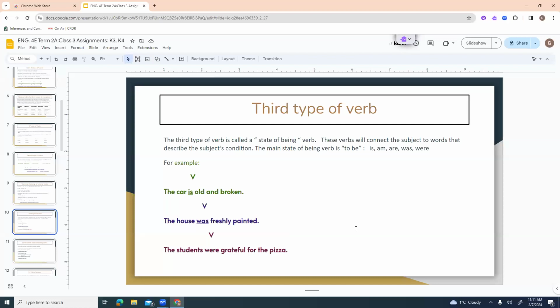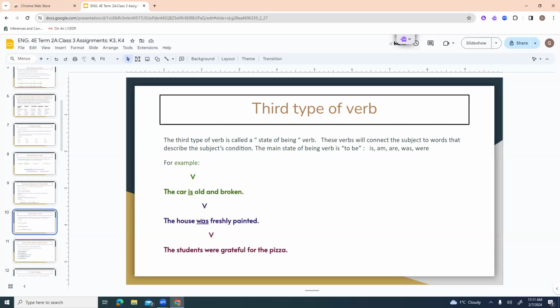I feel like these are the hardest ones to recognize. These are called state of being, or sometimes they're called a condition verb. And the reason is because these verbs will connect the subject, the noun or the pronoun, to words that describe its condition. And the main state of being verb is to be, which is, am, are, was, were. So if I say the car is old and broken, is isn't really an action, but it's tying the car to these adjectives. The car is in the state of being old and broken.